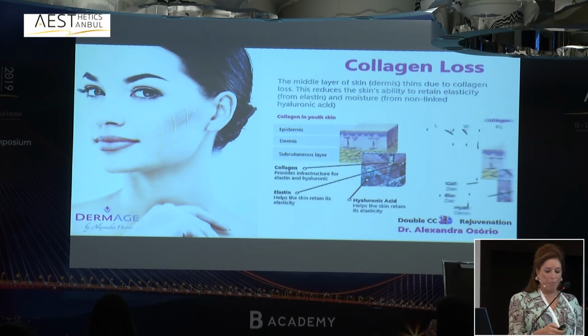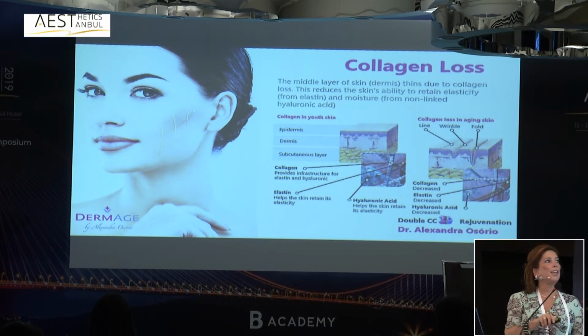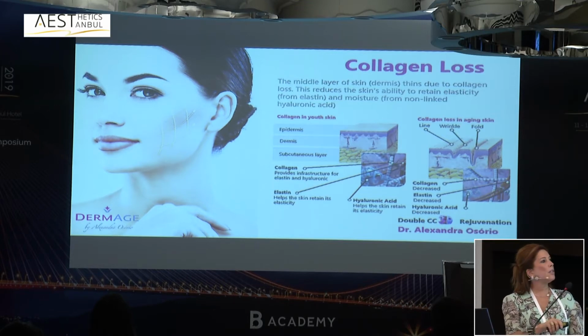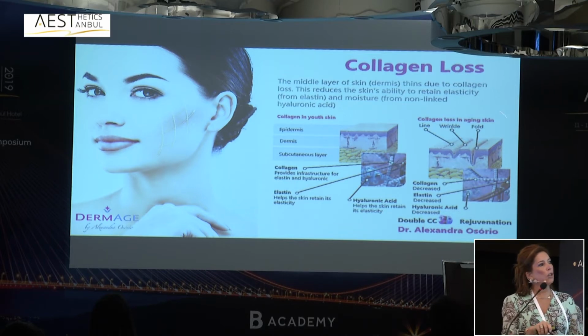So the big problem of my patients is collagen loss. The middle layer of the skin thins due to collagen loss. We see here collagen in youthful skin and collagen loss in aged skin. Here, from here to here, we see the fibers, collagen and elastin, that were vertical, and they begin to be horizontal.